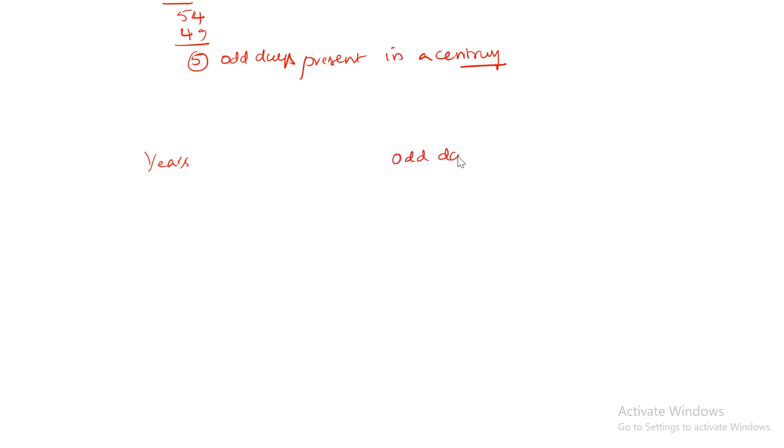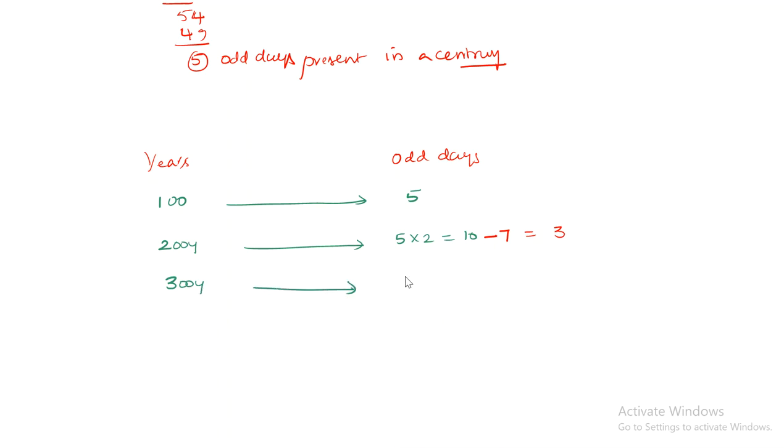Let's take this example for the number of years, and here we have odd days. Now we'll understand the concept. For example, for 100 years how many odd days do we have? 5 odd days. If you take 200 years, just multiply 5 into 2, which is 10. 10 makes one complete week, that is 7, and the remainder is 3 days. Similarly, let's take 300 years. 5 into 3 is 15, which makes 2 complete weeks, 7 into 2 is 14 days, and the remainder is 1.